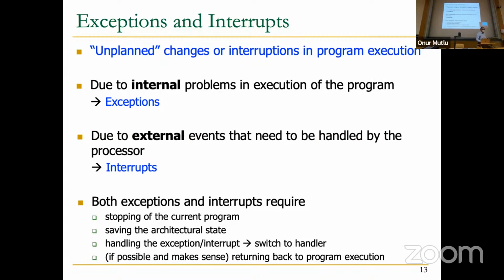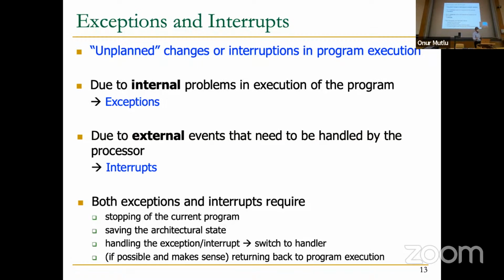But of course, there's an "if possible and makes sense" over here. Meaning, if there's an exception and the exceptional condition cannot be resolved successfully, then the program may be halted, right? Maybe the solution is to halt the program, say this program cannot continue. If it's an interrupt, like a keyboard interrupt, okay, you handle the keyboard interrupt. It has nothing to do with this program potentially, and then you go back and continue executing the program. That's possible and makes sense.